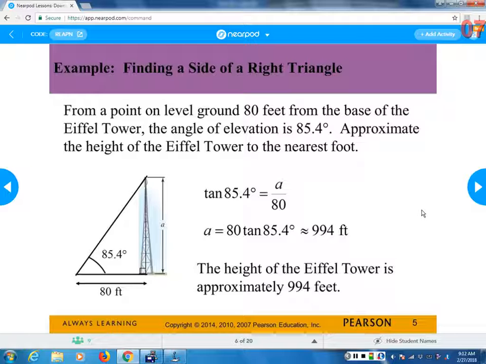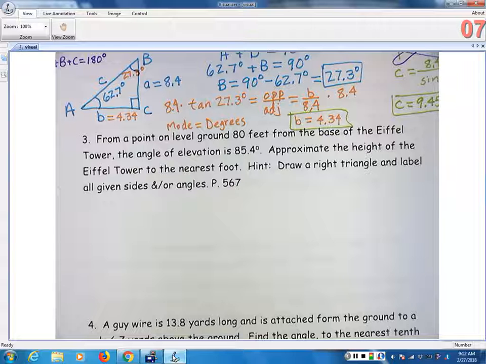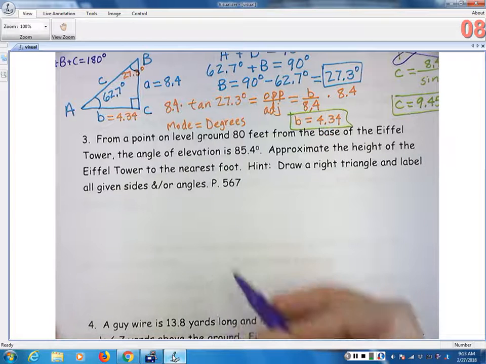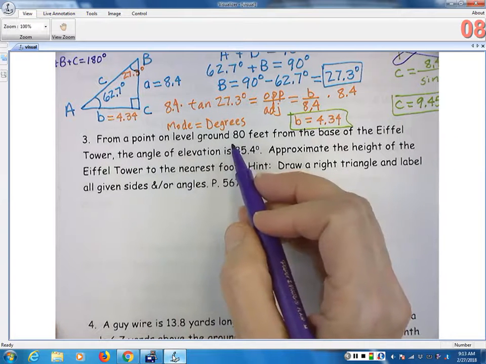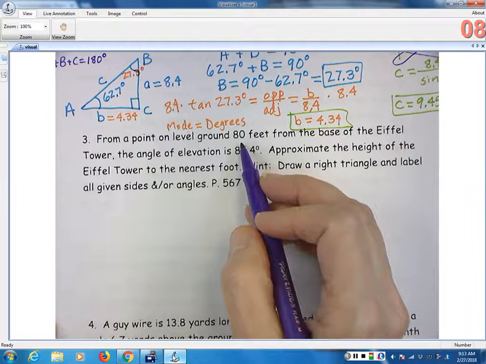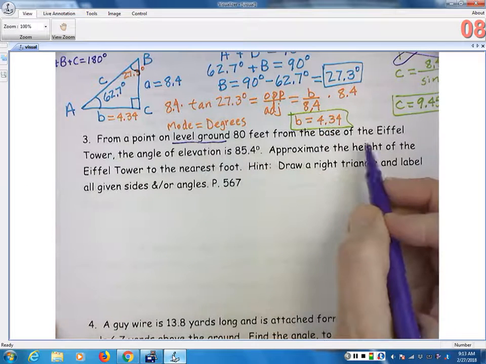Okay. So there's a picture. We're going to draw our own picture on the paper. One skill you should be able to do is learn to draw pictures to solve your problems. You're not always going to have the picture given to you. So a point on level ground, 80 feet from the base of the Eiffel Tower.